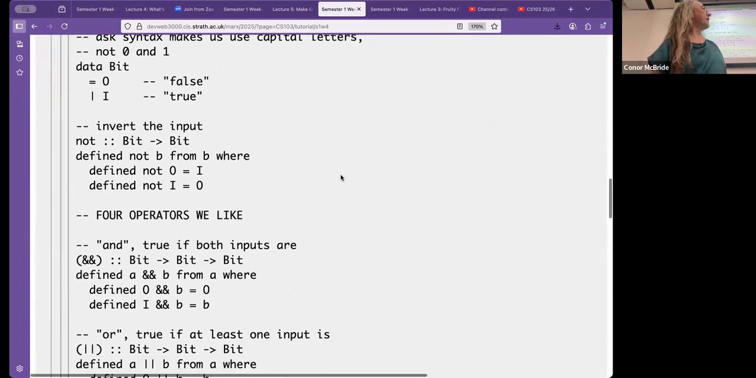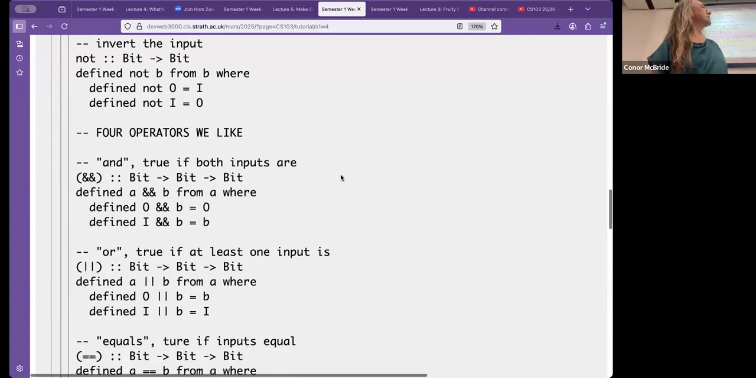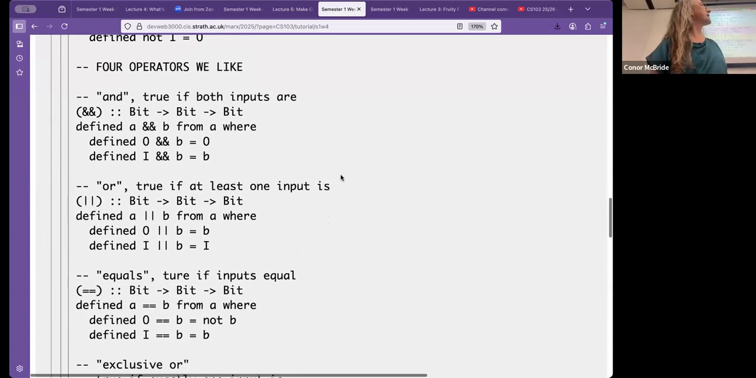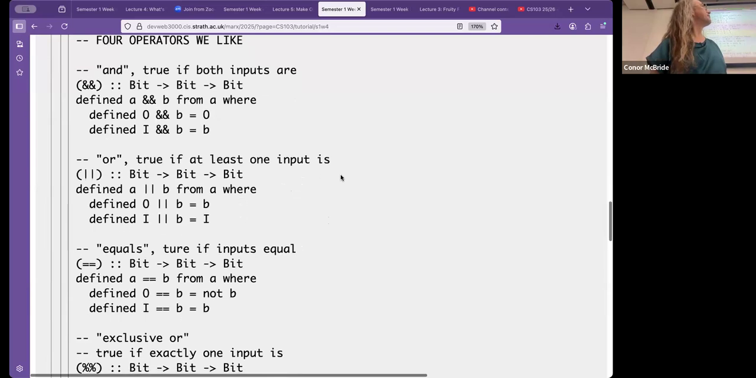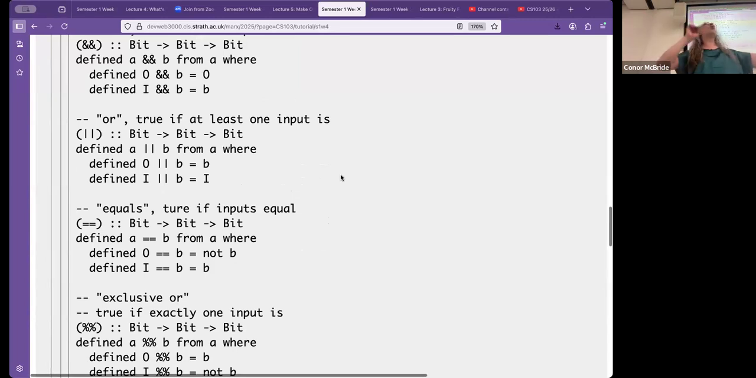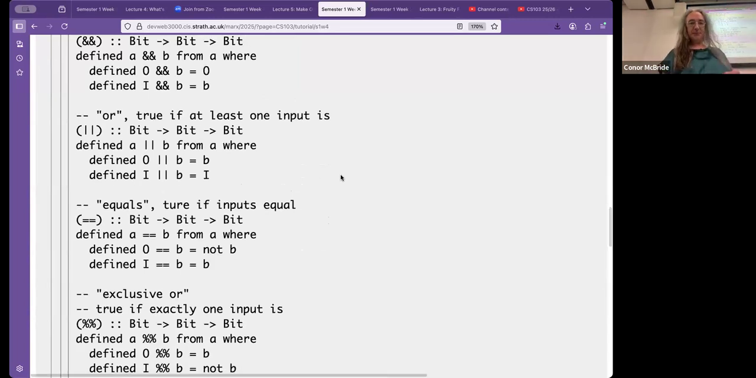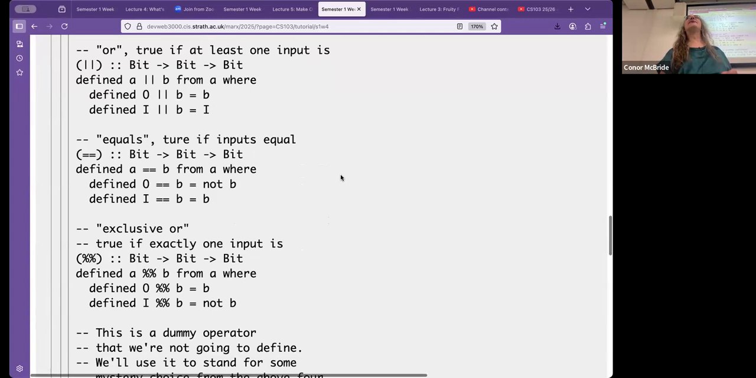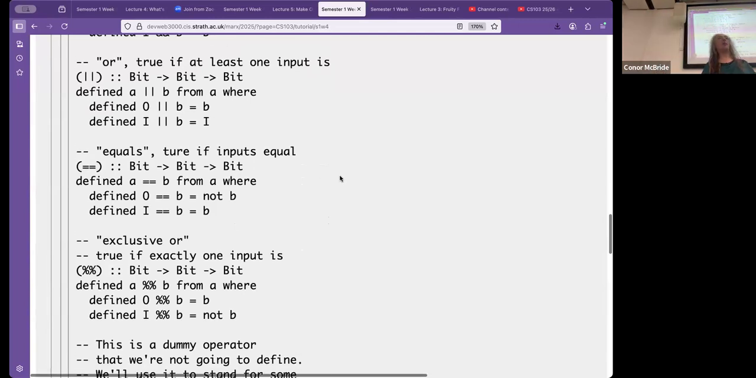And I define a bunch of other operations which might be new to you if you don't do CS106, or they might be extremely boring to you if you do, namely and, which says we want them both to be true, or, which means we want at least one to be true, equals, which does what it says on the tin, and exclusive or, which is true if exactly one input is. All right, so these are 4 binary operations on bits.